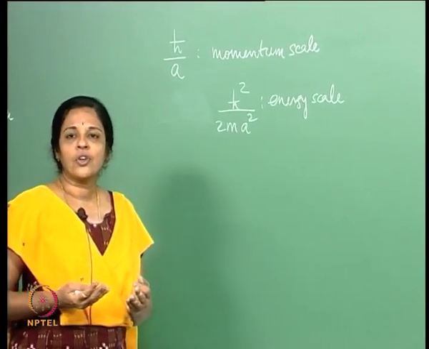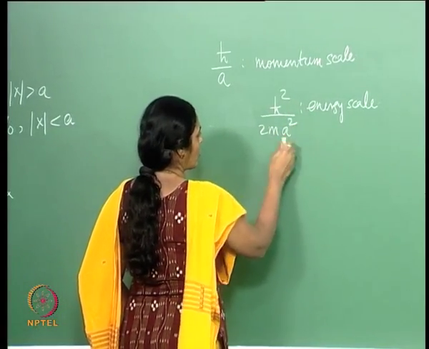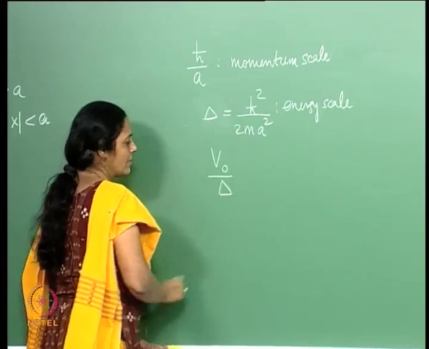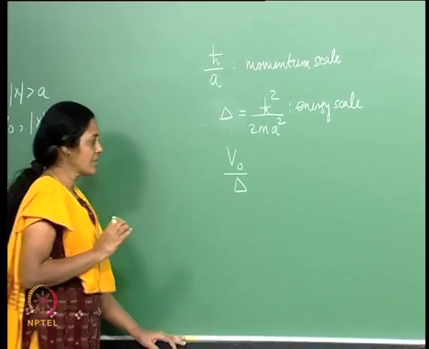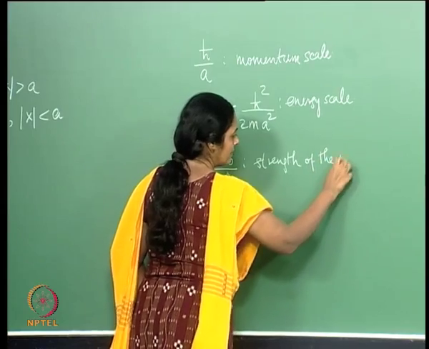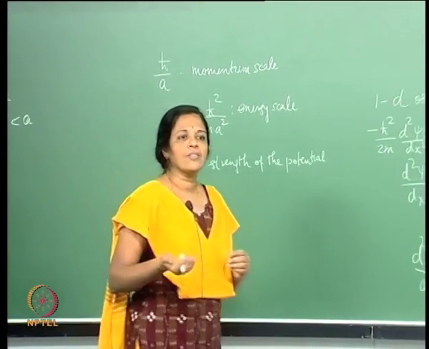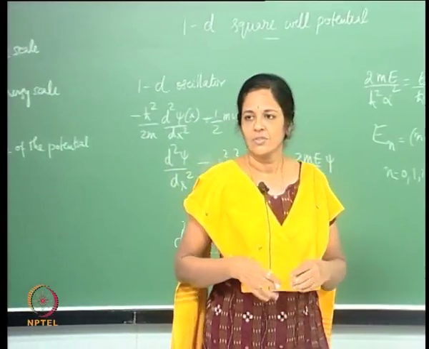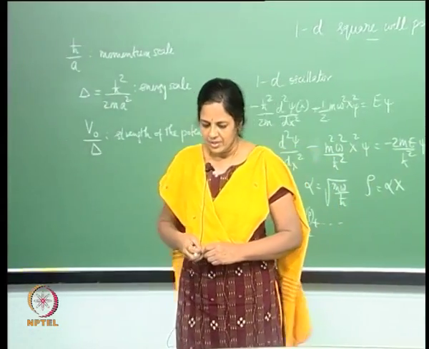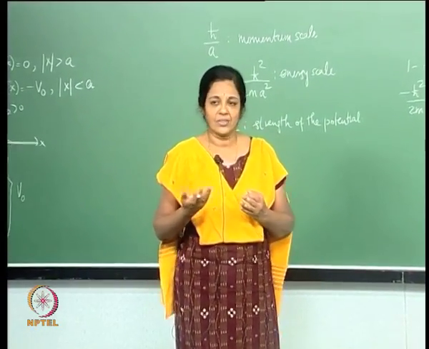To begin with, I can talk of the strength of the potential. So if I call this object h cross squared by 2ma squared as delta, my potential is V naught. V naught by delta has no dimensions, and V naught by delta will tell me the strength of the potential. In other words, I can tell you that V naught is 5 delta, 7 delta, 70 delta, 2.5 delta, whatever. But delta sets the energy scale in the problem. So typically in these problems, it's good to identify length scales, energy scales, and so on.